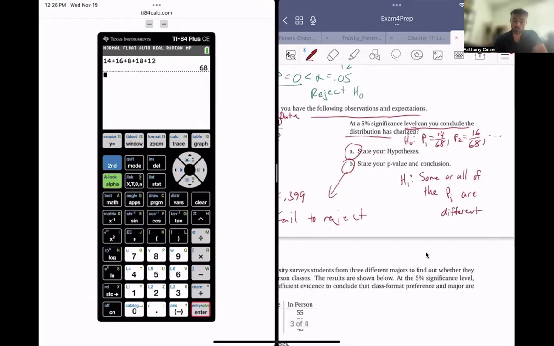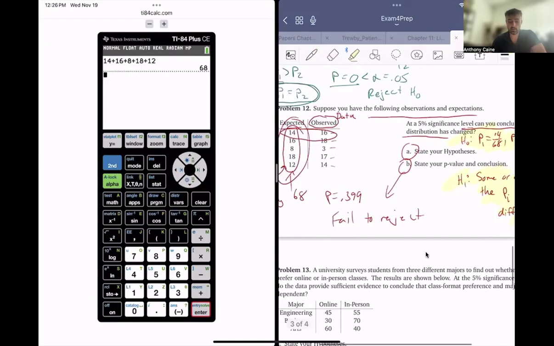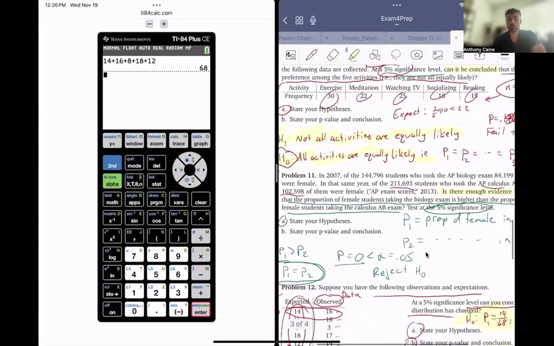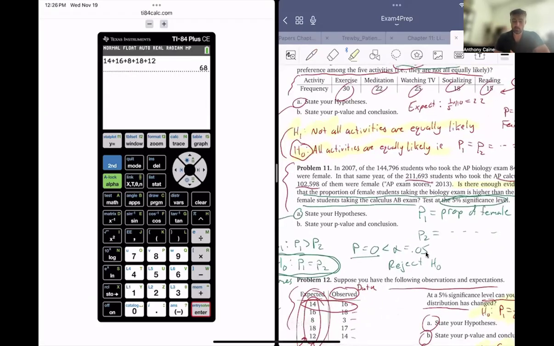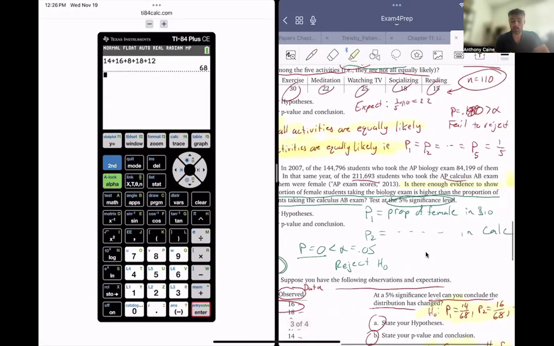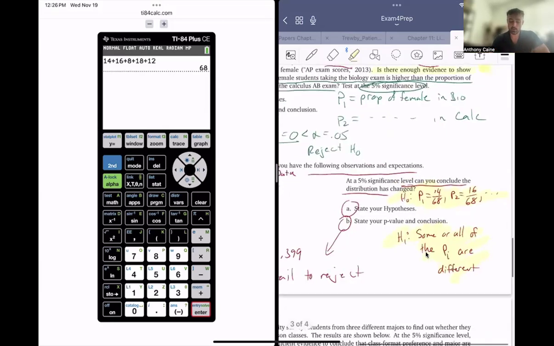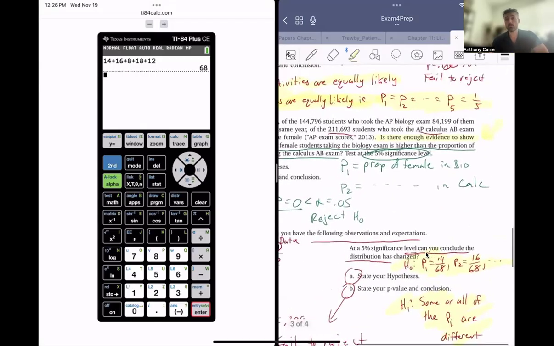Okay, so what do these null and alternate hypotheses have in common with these, right? Well, the null hypothesis, the H0, in this case, is that all activities are equally likely. Don't look at the sentence and words, look over here. The null hypothesis specifies the proportions you expect to get. That's true in both cases, right? In problem 10, they were all 1/5. It's equally likely. In problem 12, they're not equally likely, but we can still specify them: 14 out of 68, 16 out of 68, and so on, right?